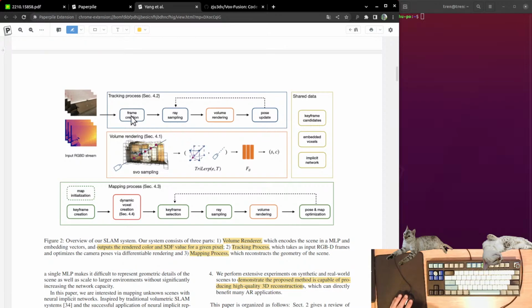So I think this takes as input RGBD and optimizes the camera poses via differentiable rendering. So maybe what it does is it basically takes the pictures, determines where the rays would go, uses that to render based on the current map, and then says, okay, well, how close is what I just rendered to what I'm actually looking at right now?